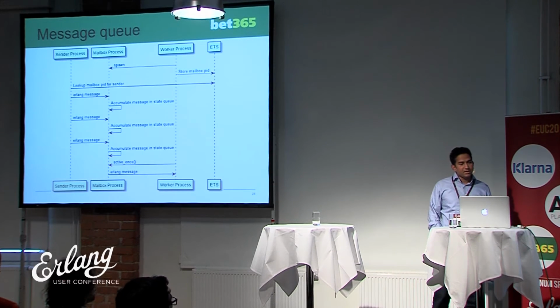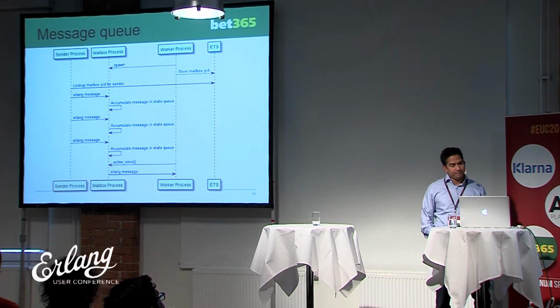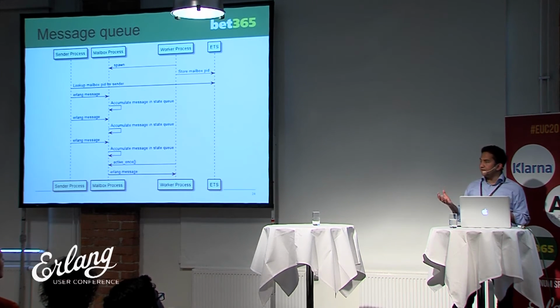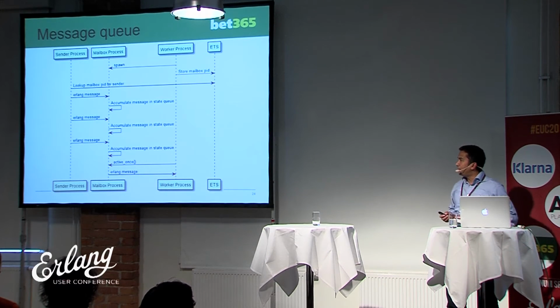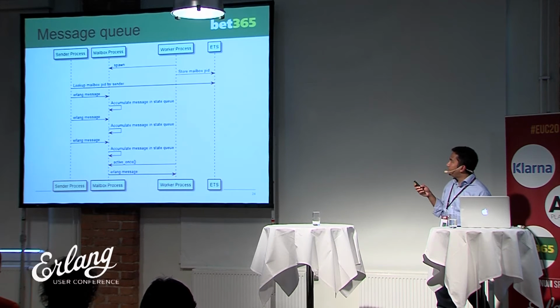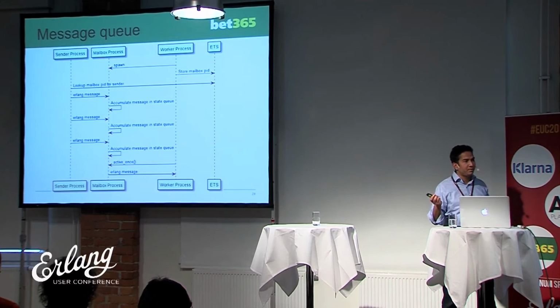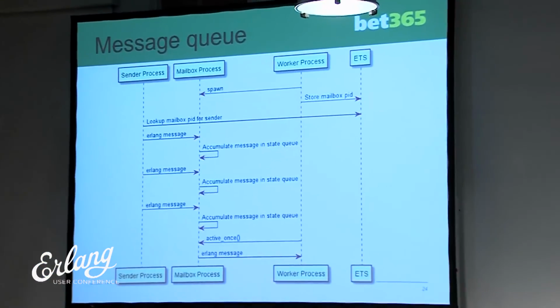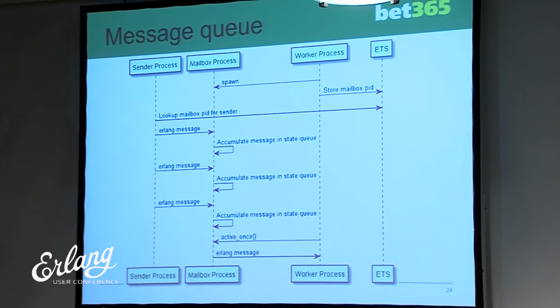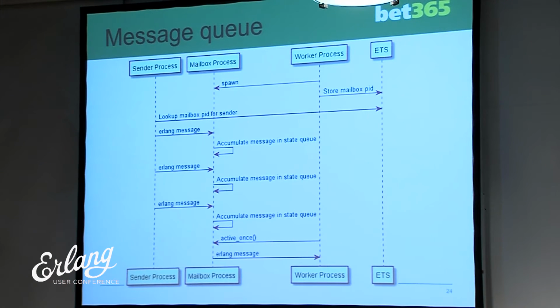The way it worked was that every worker process which wanted this kind of active once mailbox would spawn a mailbox process and store its PID in ETS. Anyone who wants to send it a message would look up the ETS table, get the PID, and send the mailbox process the message. The mailbox process just accumulates messages in a queue data structure in its state, and every time the worker process said, okay, I'm done with this, give me the next one, it would just call, similar to how you do it on a TCP socket.